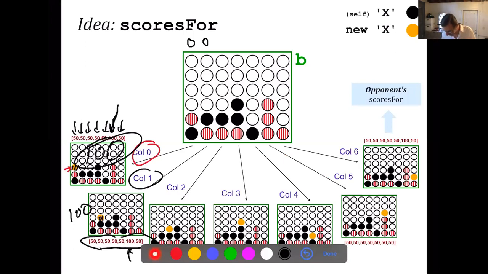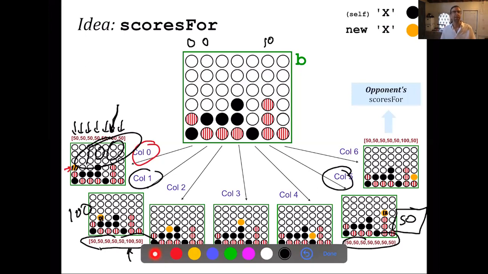Now let's look at another situation. This situation, moving in column five. If I move in column five, my opponent scores all the columns as a 50, which means every column's equally good for my opponent. They don't view this as a winning board or a losing board, so they'll score the whole board with a 50, which means that whole board is a 50 for me. 50 for them is a 50 for me.